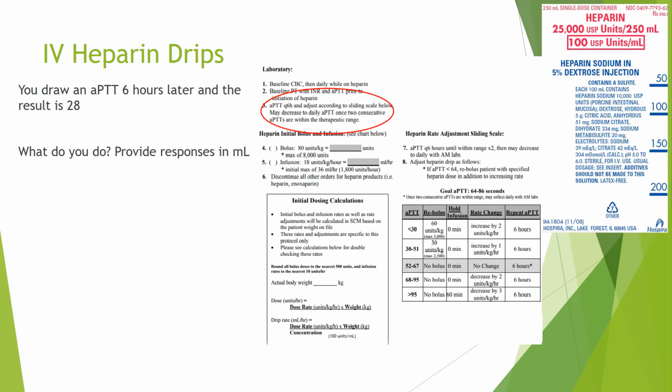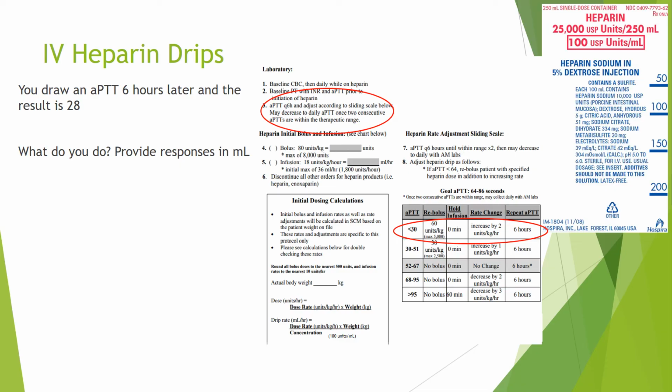You see that Mario's APTT is 28. So what do you do next? Take a look at the protocol and pause the presentation as you calculate what adjustments might need to be made in milliliters and milliliters per hour. You can see here that his APTT falls into this category. It's below 30.